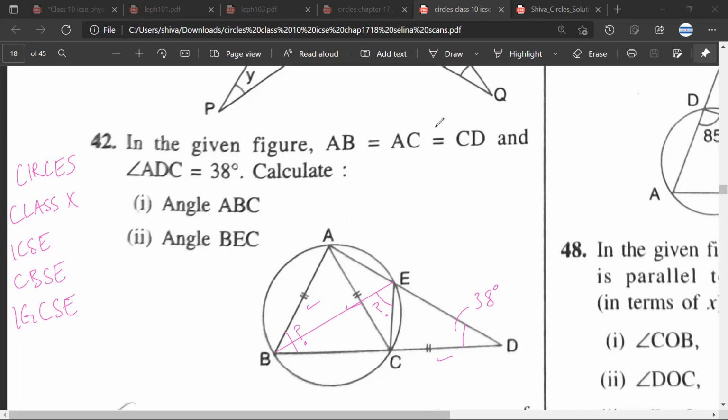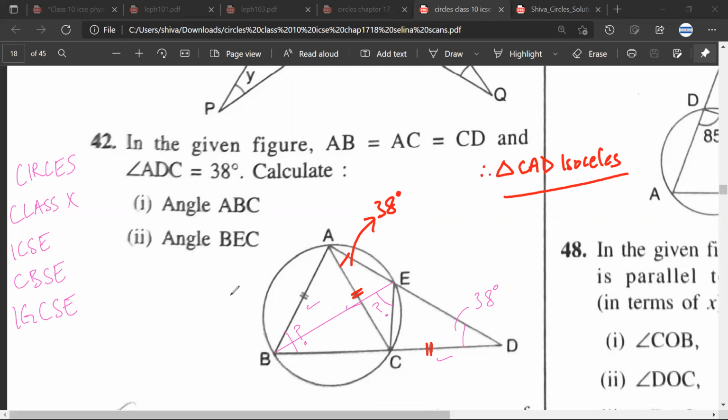Sir, in this question, we have been given the angle ADC as 38 degrees. So therefore, angle CAD will also be 38 degrees. What you are saying is, because this side and this side are equal, triangle CAD is an isosceles triangle. Therefore, if this is 38 degrees, this would also be 38 degrees. Am I correct? Yes. Okay. So what next?